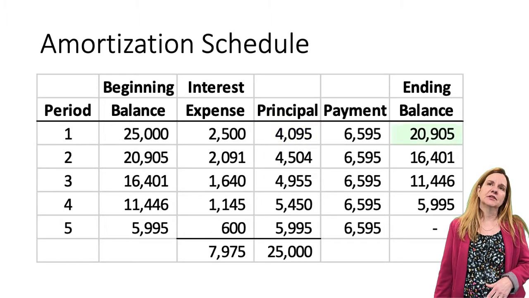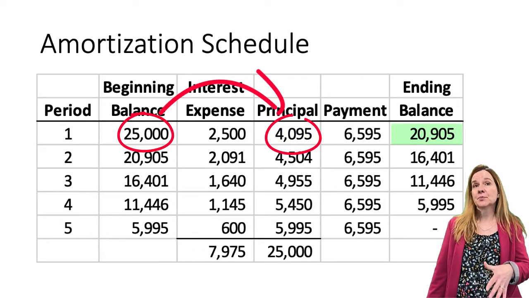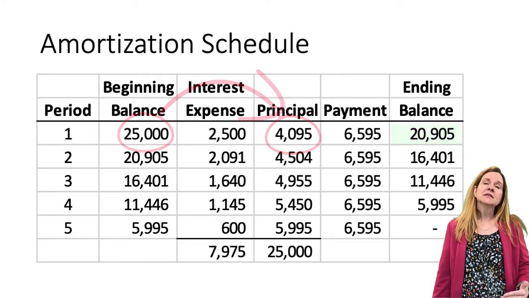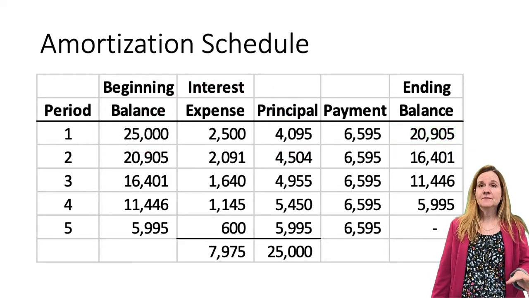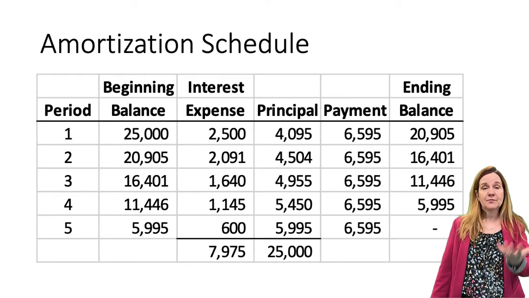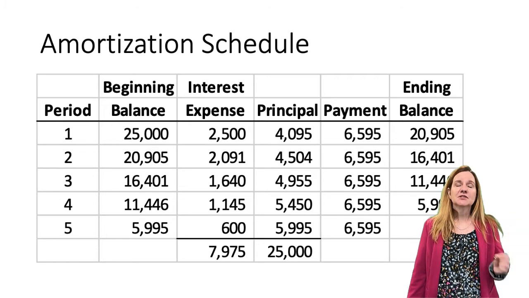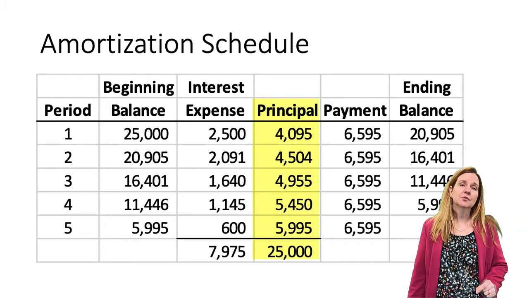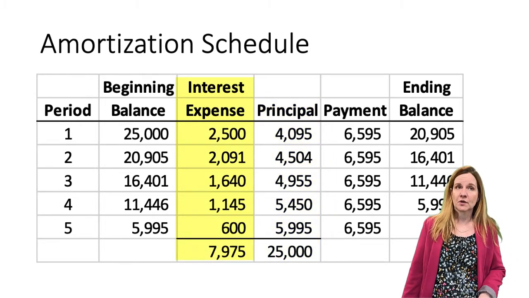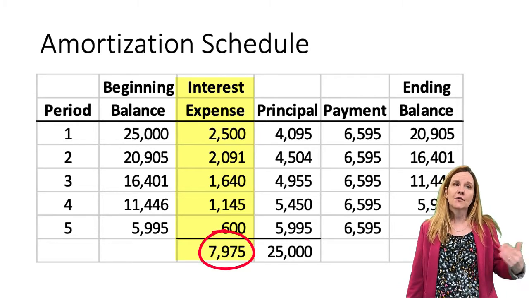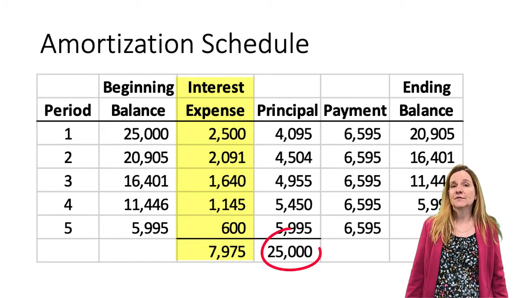The ending balance of the loan is the beginning balance less the principal, because it's only the principal part that is lowering the loan. At the end of the life of the loan, at maturity, we will end up with a zero balance because we've paid off the whole loan, in this example, over 5 periods. The total of the principal column will be the total amount of the loan because we'll have paid it off. The total of the interest column is how much we were charged to borrow the $25,000. So in this example, we were charged $7,975 over the 5 periods to borrow $25,000.